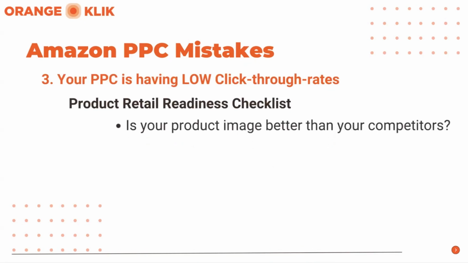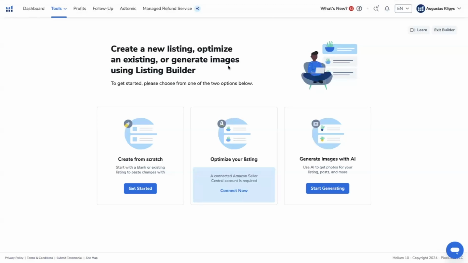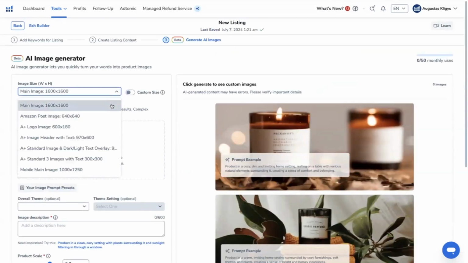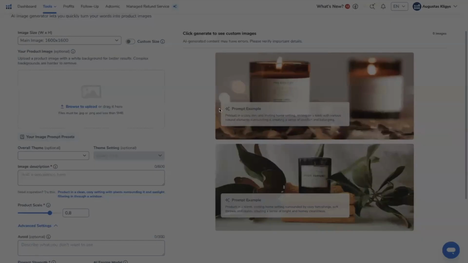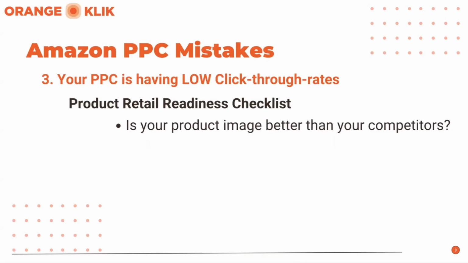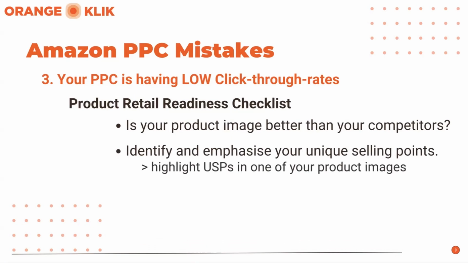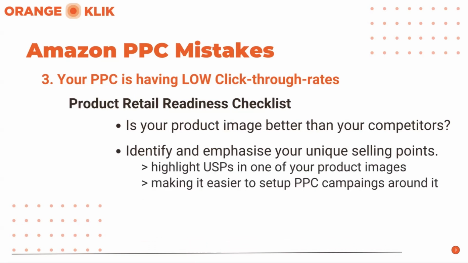First is if your product image is better than your competitors'. With the advent of AI generator tools, which Helium 10 Listing Builder has, you can conveniently create cost-efficient product images with higher quality and better made than your competitors. Identify and emphasize your unique selling points. Aside from highlighting your USP, or unique selling points, in one of your AI-generated images, you can highlight it in your enhanced brand content as well to make it easier to create your PPC campaigns around it.